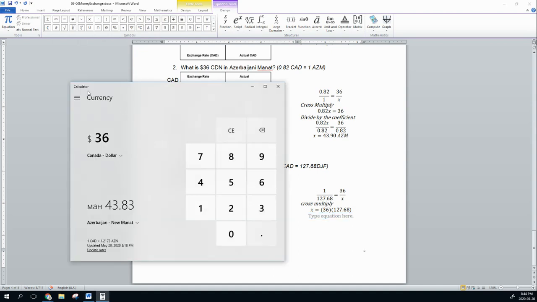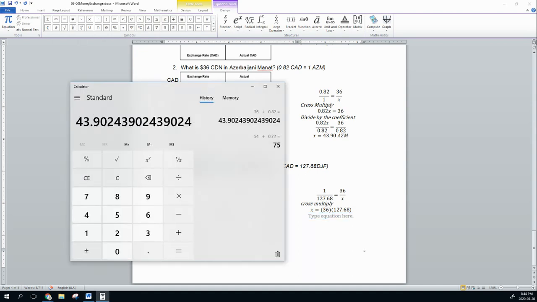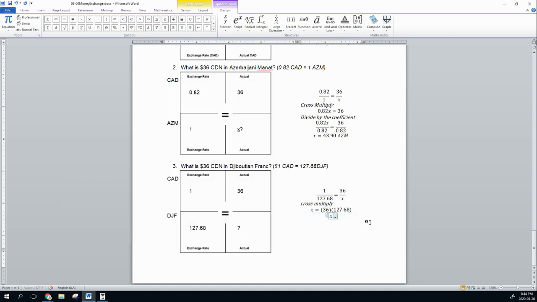This one, there's no dividing, we're just multiplying. So I'm going to pull out my calculator, go back to our standard one. 36 times 127.68. That is 4,596.48 francs. So x is equal to 4,596.48. I'm going to round it to 4,596.5 Djiboutian francs.